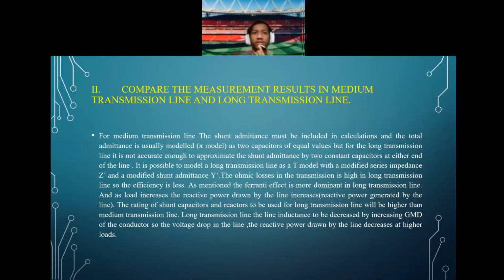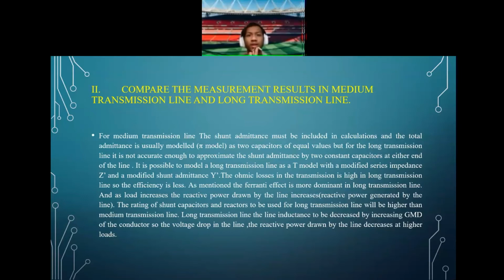Okay, next. The second question is to compare the measurement result in the medium transmission line and the long transmission line. For the medium transmission line, the shunt admittance must be included in the calculation, and the total admittance is usually modeled as a pi model with two capacitors of equal values. But for the long transmission line, it is not accurate enough to approximate the shunt admittance by two constant capacitors at either end of the line. It is possible to model a long transmission line as a T model with modified series impedance, that is Z, and the modified shunt admittance, that is Y.